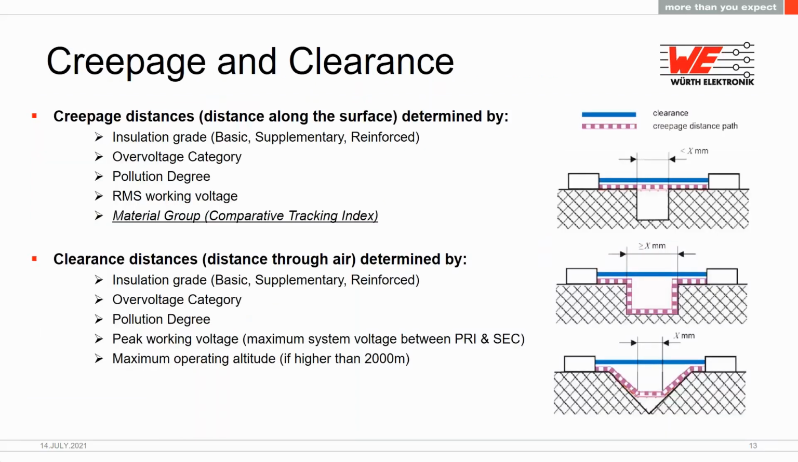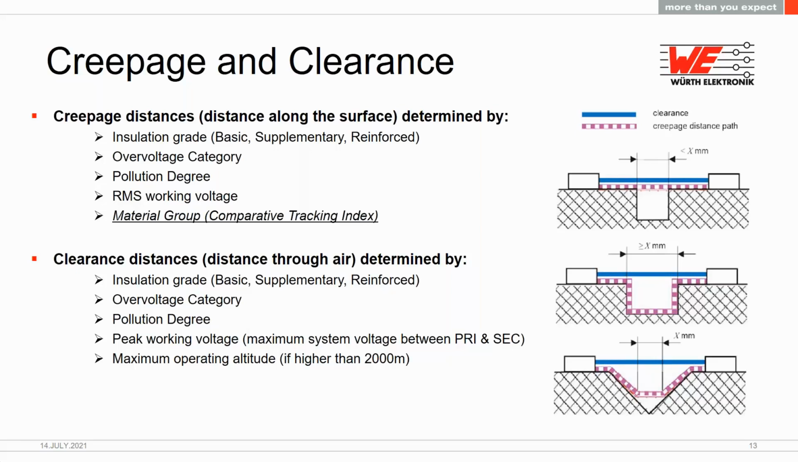So once we've captured all of these application-specific inputs, the Wurth design engineer will start their homework. They'll start digging into these safety standards, searching the tables throughout the relevant safety standards, and calculating the required safety distances that need to be maintained between the primary and secondary windings. These distances are split into two types: creepage and clearance.